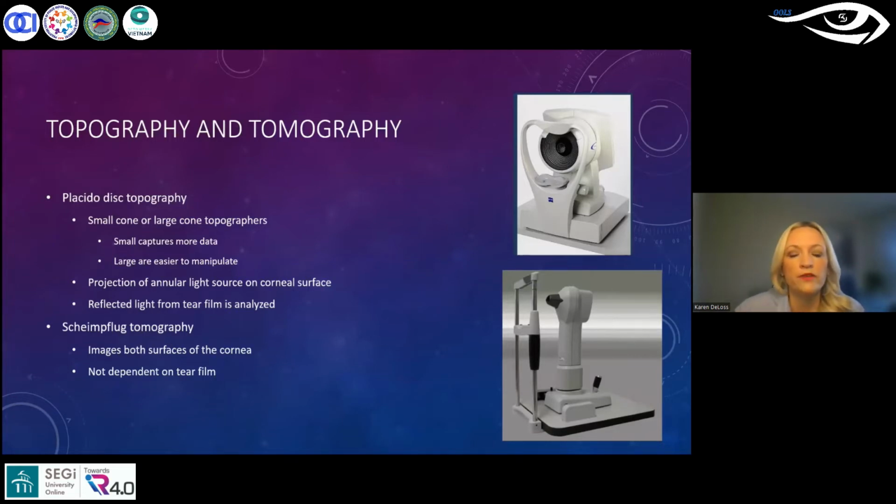Scheimpflug, there's a couple different kinds. This is my preferred method. It's a bit more expensive. There are images captured on both sides of the cornea, so the front surface and the back surface, and it's not dependent on tear film.